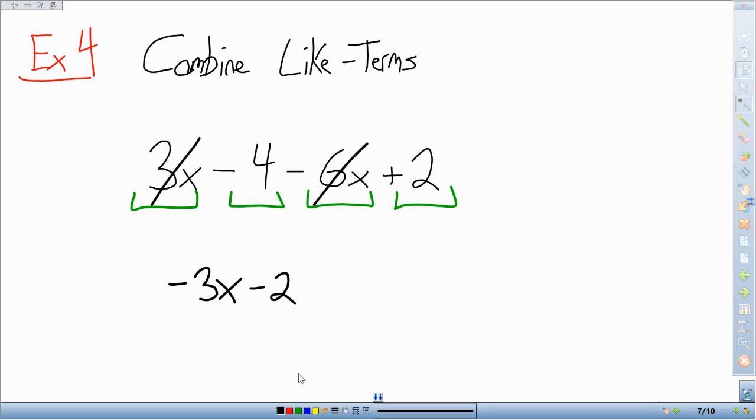Last thing, when you get to what you think is your final answer, just double check. Oh yeah, by the way, let's cross these out. Double check and see, do I have any other like terms I can combine? And no, I cannot combine these 2 things. X's only go with x's, right? So there it is.